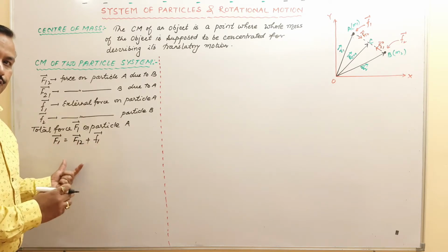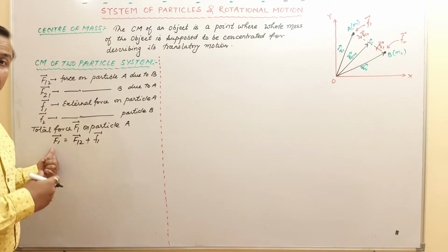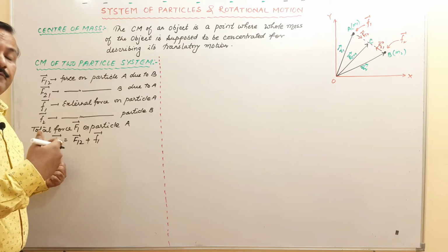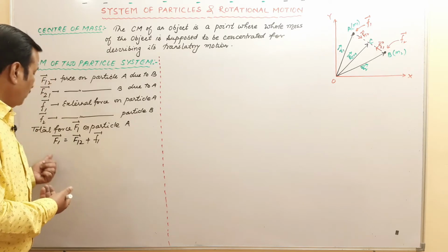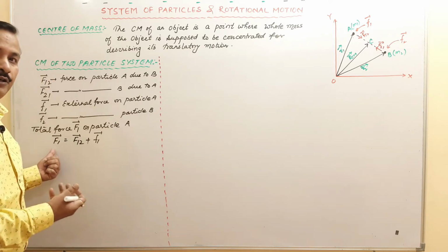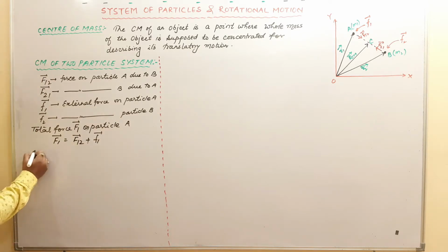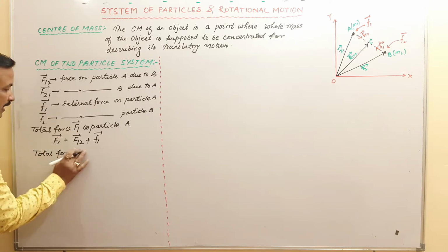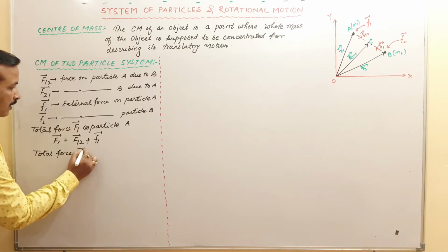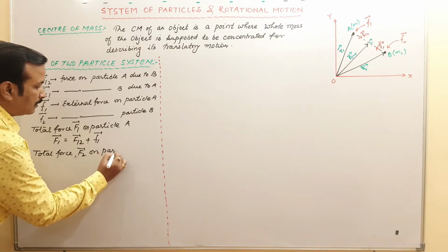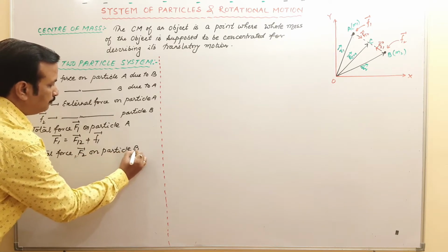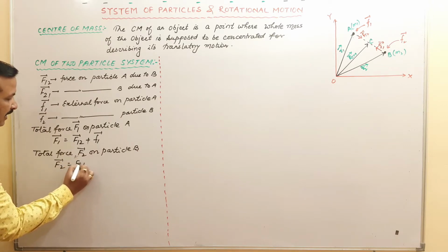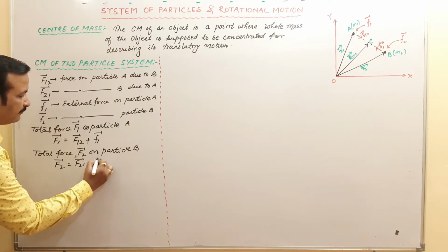This total force we can find out by applying Newton's second law of motion, F is equal to ma. But before that we will find the total force F2 on particle B. F2 will be equal to F21 plus F2.